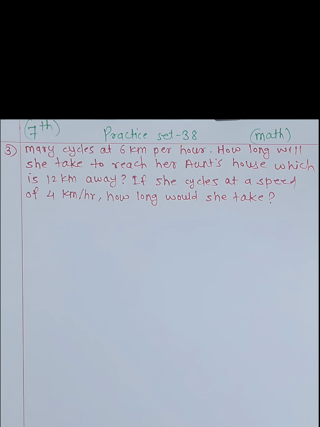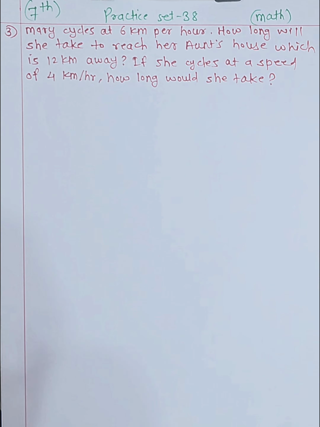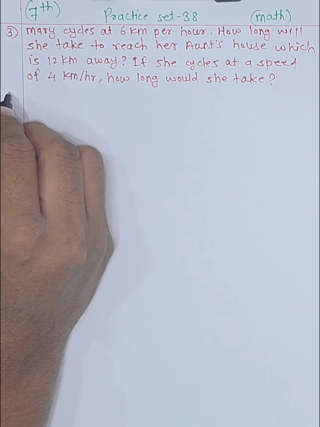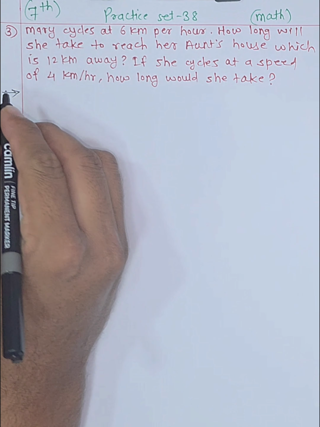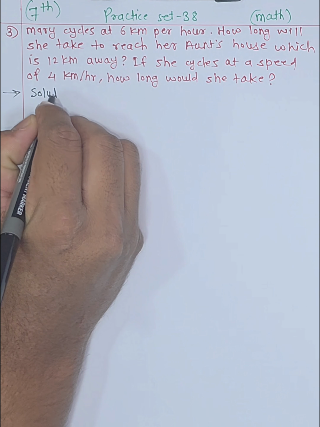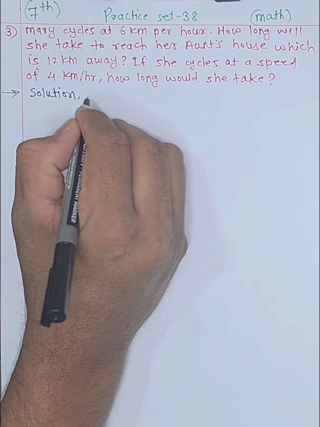Mary cycles at 6 km per hour. How long will she take to reach her auntie's house, which is 12 km away? If she cycles at a speed of 4 km per hour, how long would she take? Let's solve this. Solution.